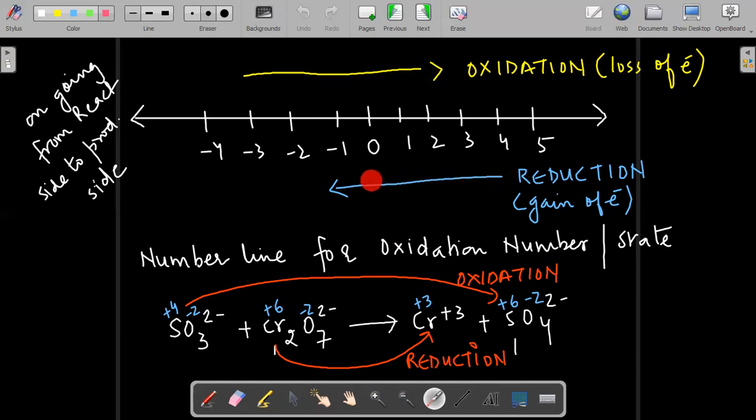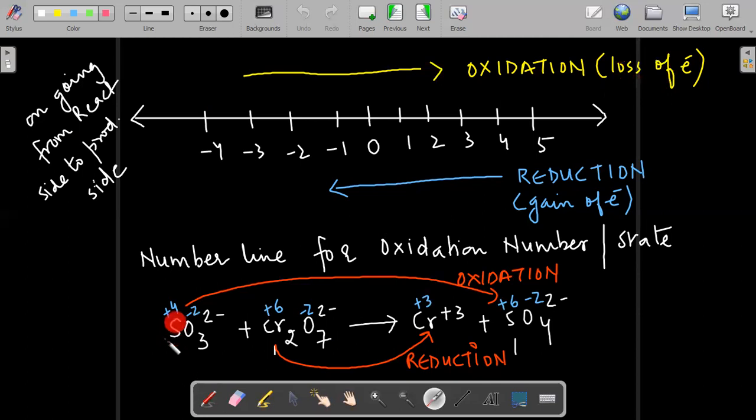If you are moving backward on the number line, reduction is taking place because gain of electrons is happening. When any species gains electrons, it either becomes less positive or goes towards negative, because the electron is a negatively charged species. Similarly, if electrons are being lost, the species goes towards the more positive side.